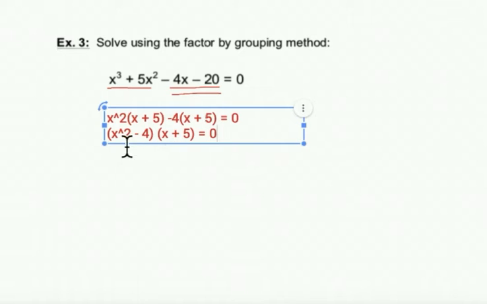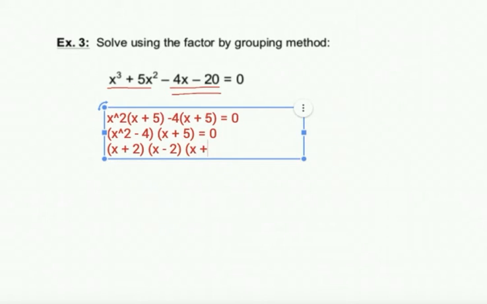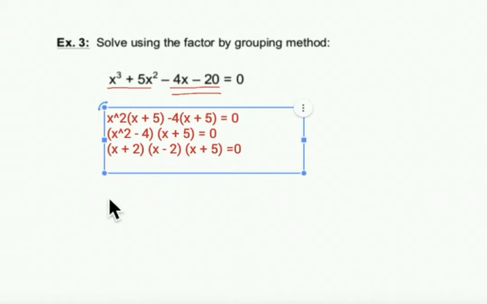Now, I don't know if you realize it, but this is the difference of two perfect squares. So I can factor x squared minus 4 into x plus 2 times x minus 2. And then I still have the factor of x plus 5, and set that equal to 0. So now it's really easy. I have three factors multiplied together that give me 0.